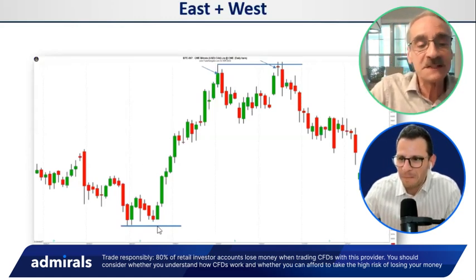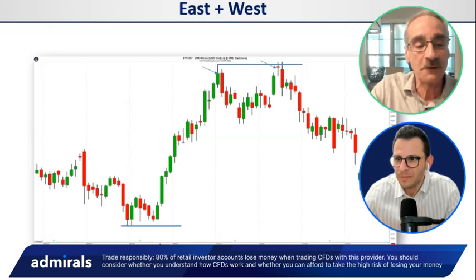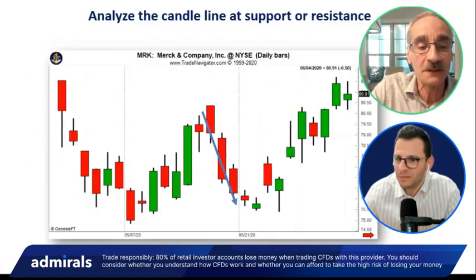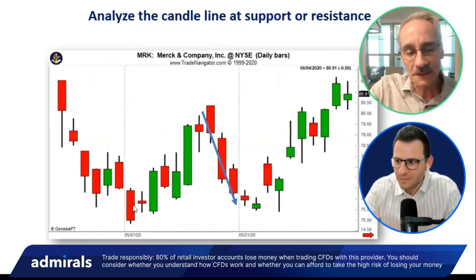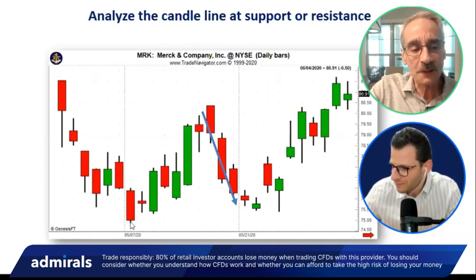That's okay. So here's an example. I will look at risk reward a little later, because it's really, really important. You can have a perfect candlestick signal. Analyze the candle signal at support or resistance. So there's a bullish engulfing pattern, but really the support area is here.